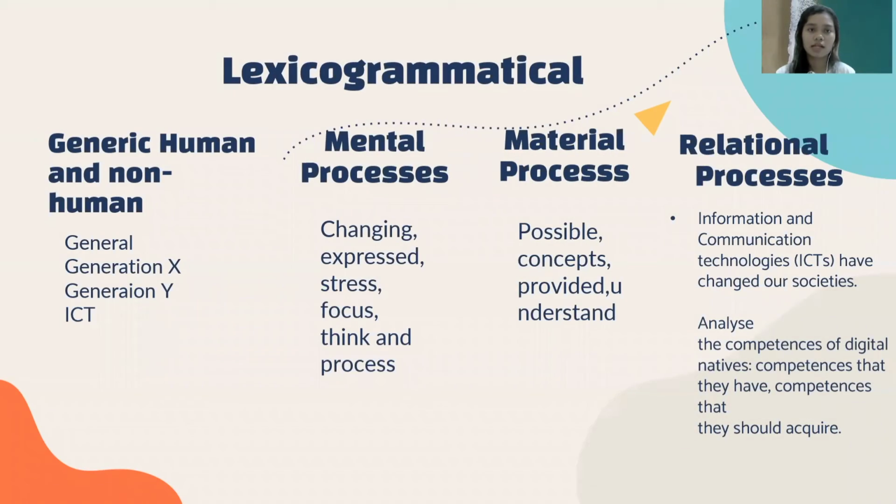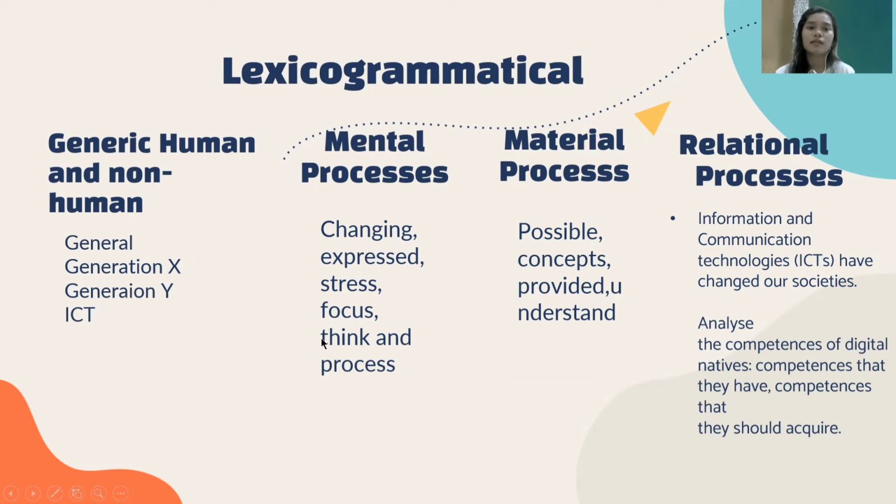This one is the lexicogrammatical analysis from the text, what I can take. The first is generic human and non-human. The generic human is for generation X and for generation Y in digital natives. And the generic non-human is ICT, of course, from the text.